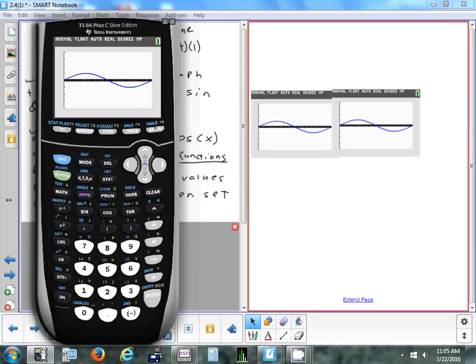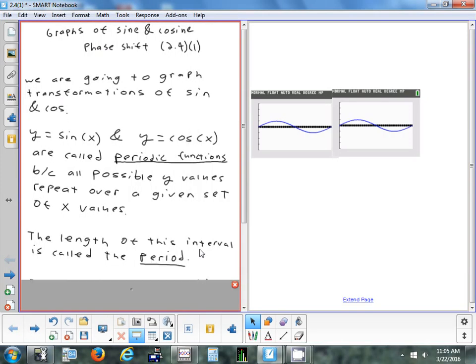Does anybody remember what I set my window at? I started at 0, and what number did I end at? 360. The highest x value on this screen is from 0 to 360. That interval from 0 to 360 is how many degrees you have to go through before the graph repeats itself. Think of a circle. If you start at a point and you go all the way around, you get back where you started, and then it repeats. You can just keep going around the circle. And that interval before a function repeats itself is called its period.